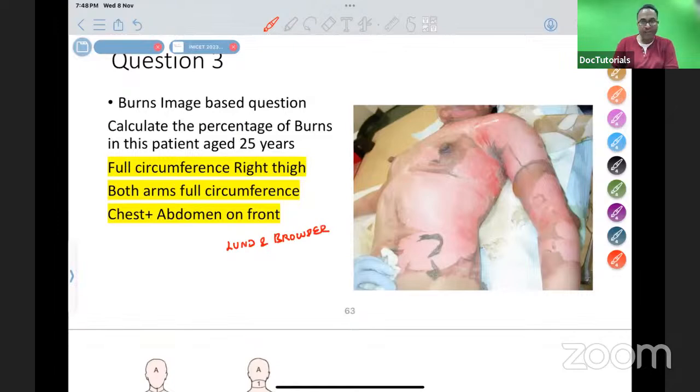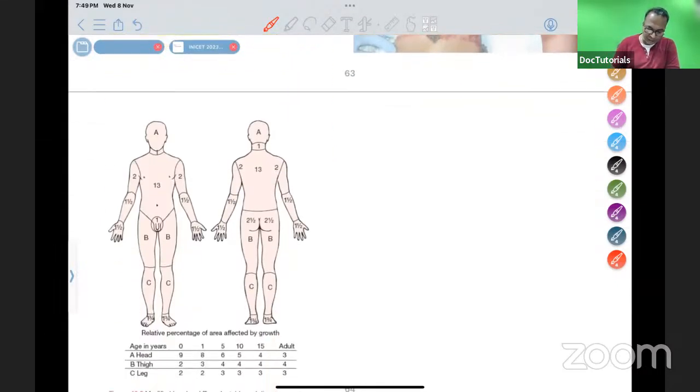So if you try to answer based on the rule of 9, definitely you will go wrong. This question you should answer based on the Lund-Browder chart. Full circumference of the right thigh was mentioned in an adult patient. So full circumference of the right thigh is B. In one thigh, it is 4%.